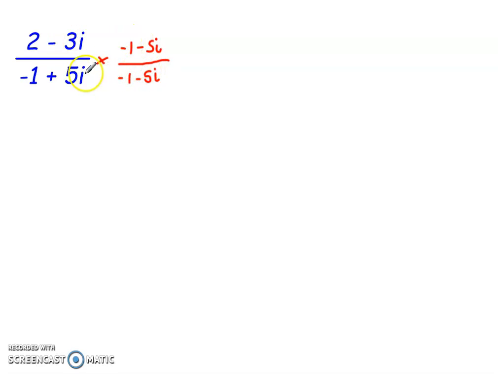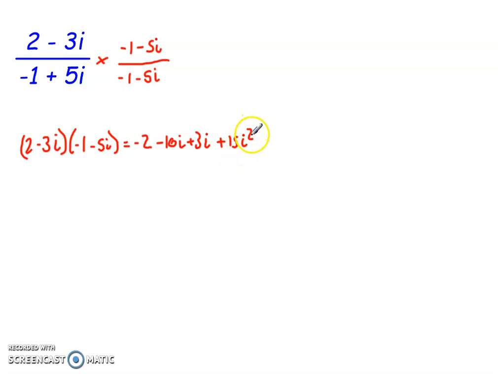So if I then do the top calculation and the bottom one, and combine it all back together, I get what I'm after. My top is going to be 2 take away 3i times negative 1 minus 5i. So that's going to give me negative 2 take away 10i plus 3i. It's negative 3i times negative 1. I'm then going to have plus 15i squared. So i squared is negative 1, so I get take away 15 here.